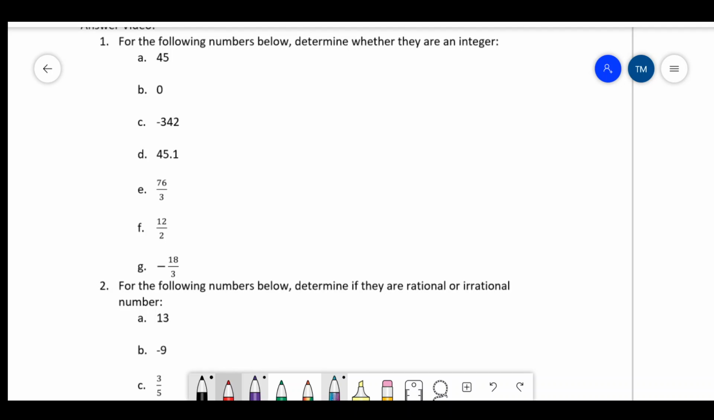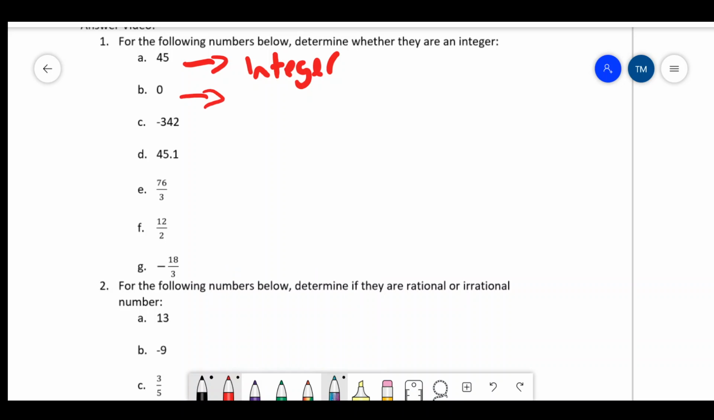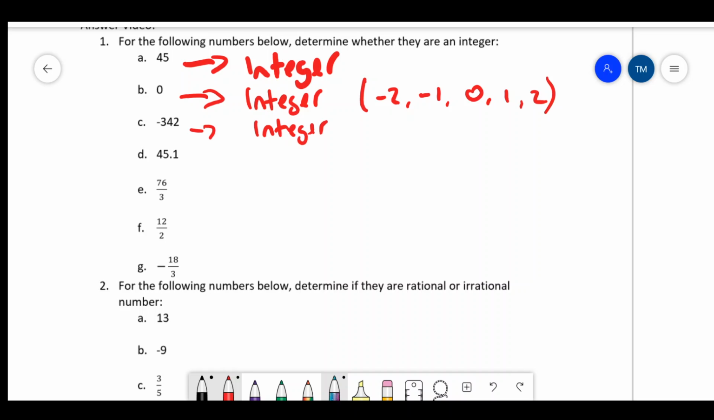So 45 is an integer, it's a whole number. 0, if we remember, is an example of an integer. We went through that in the class. If you think about it, minus 2, minus 1, 0, 1, 2, so we treat it as an integer. Minus 342 is also an example of an integer, even though it's a negative number, and they are quite happy to be integers as long as they have no decimal points.